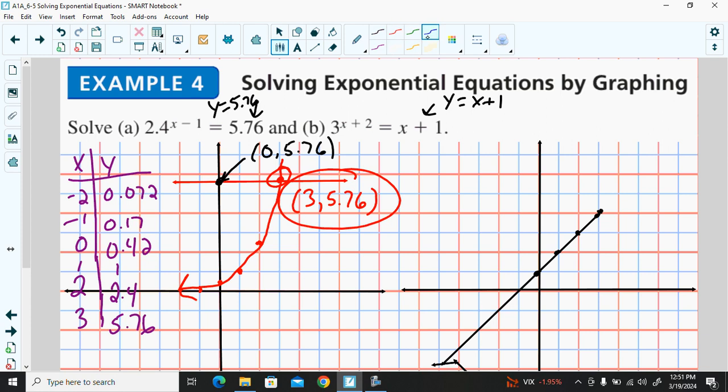The other line, we have to make an xy table. We're going to use -2, -1, 0, 1, and 2 and see if we need any more. -2 plus 2 is 0, so that's 3 to the 0. Anything to the 0 power is 1. -1 plus 2 is 1. 3 to the first power, we know that's 3. 0 plus 2 is 2. 3 squared is 9.